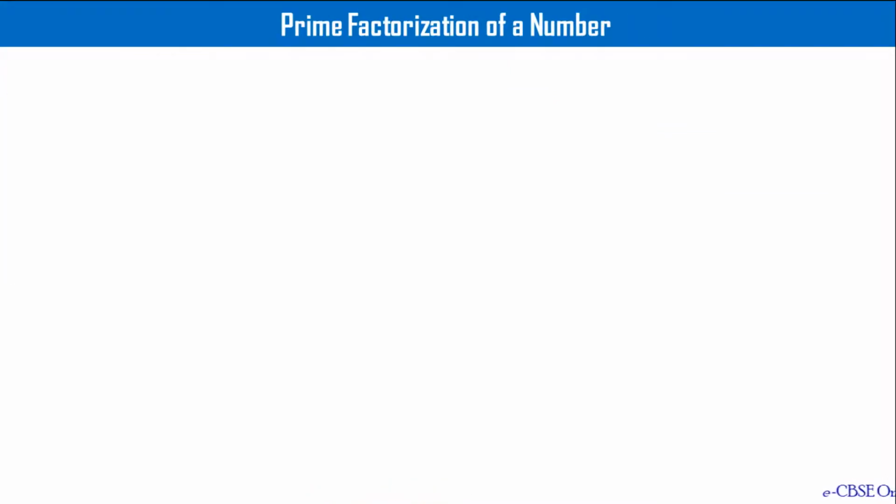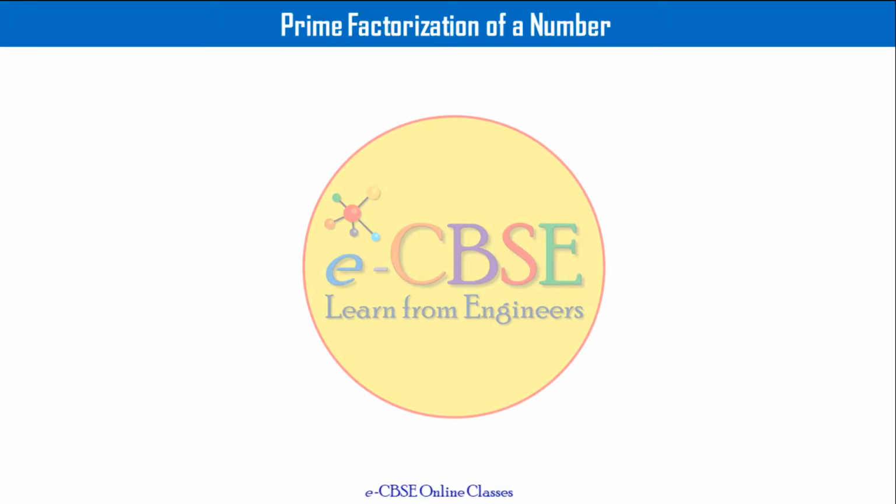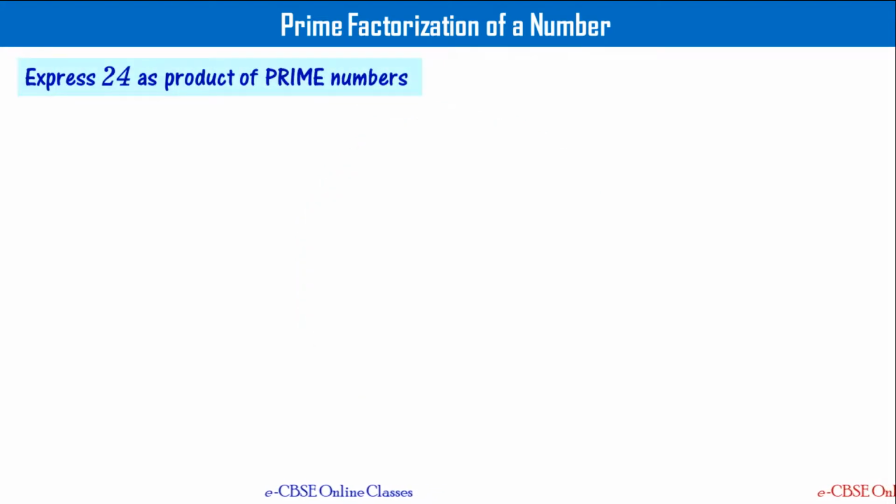Now, let's understand about prime factorization of a number. Till now, we have written a composite number as product of prime numbers, right? That is what we are going to do here. We are going to express number 24 as product of prime numbers. How am I going to do it?